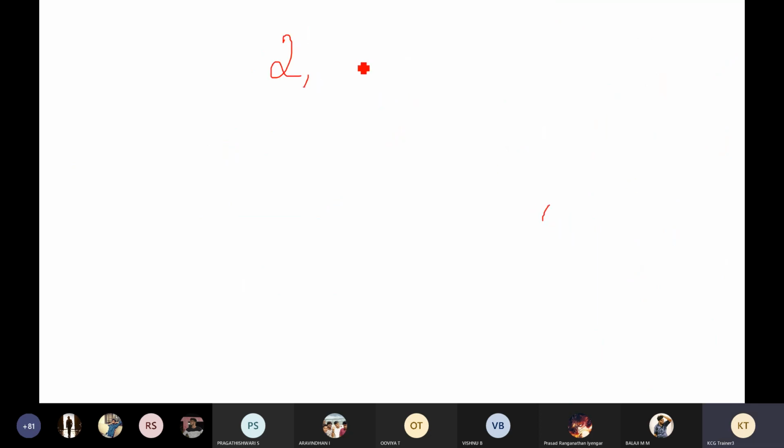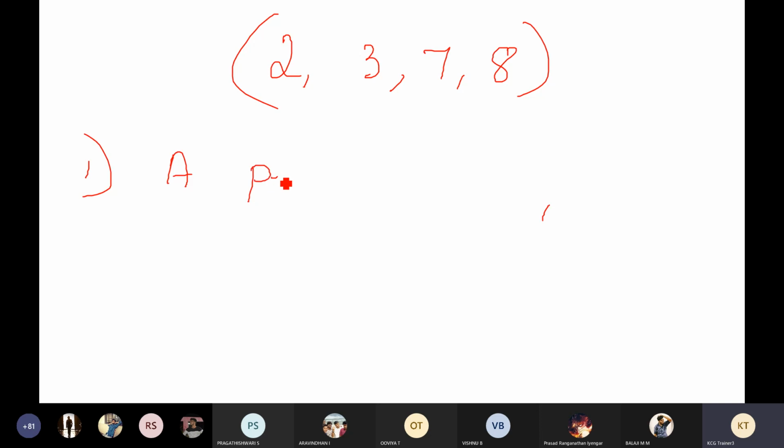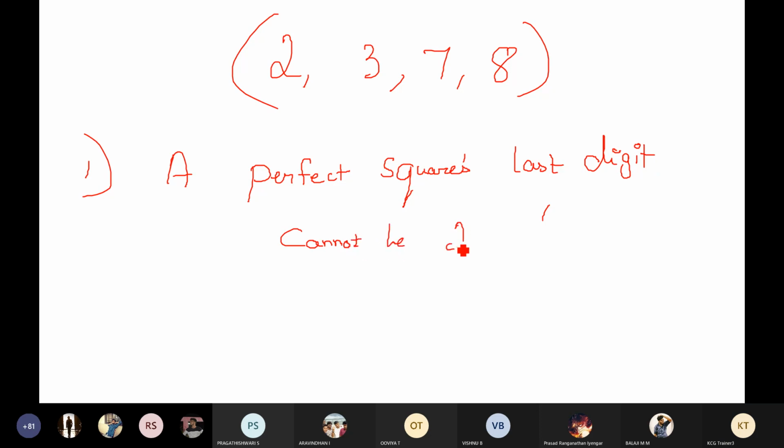So this is a fun fact. 2, 3, 7, and 8. There is a unique specialty for these numbers. And the property of this is a perfect square's last digit cannot be 2, 3, 7, or 8. It could be any other number, but a perfect square's last digit cannot be 2, 3, 7, or 8.